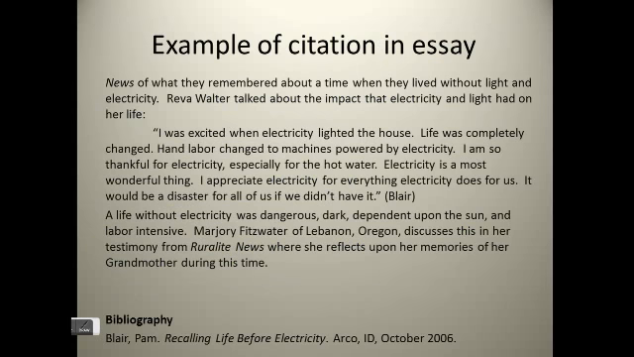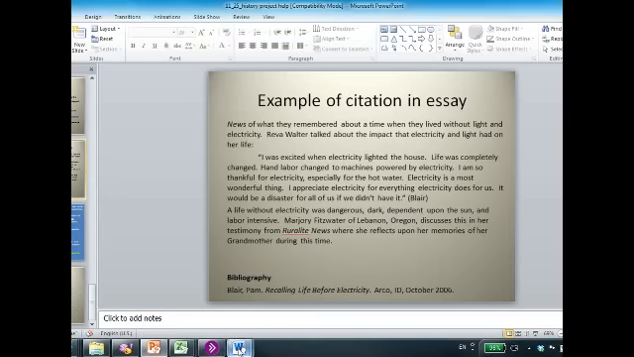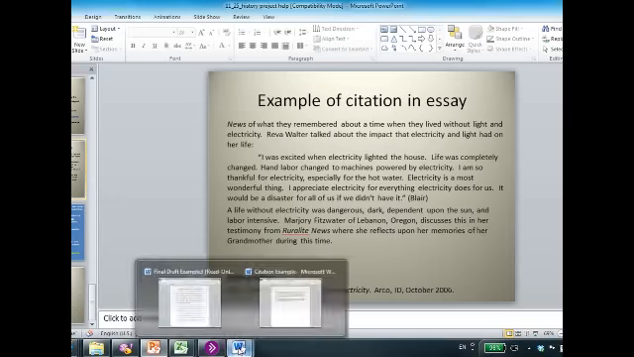This is how you do a citation in an essay. Okay, I just want to go over this really quickly because a lot of you are choosing to write papers. So here's a quotation from a person. I was excited when electricity lighted the house. Life was completely changed. Blah blah blah. You put it in quotations, and then you put the citation at the end of that in parentheses. The author's name, as you can see down here in the bibliography, was Pam Blair. So you put her last name, Blair, Recalling Life Before Electricity, Arco, Idaho, 2006.